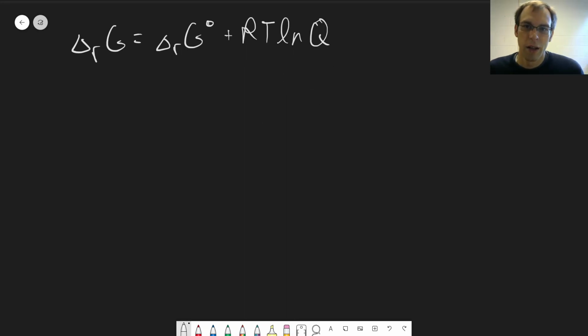Okay, so this tells us if we can find Q, we can find then what's delta G for the reaction. That will tell us which way the reaction is going to go. If delta G is positive, the reaction will go in reverse. If delta G is negative, then it'll be spontaneous and go in the forward reaction.